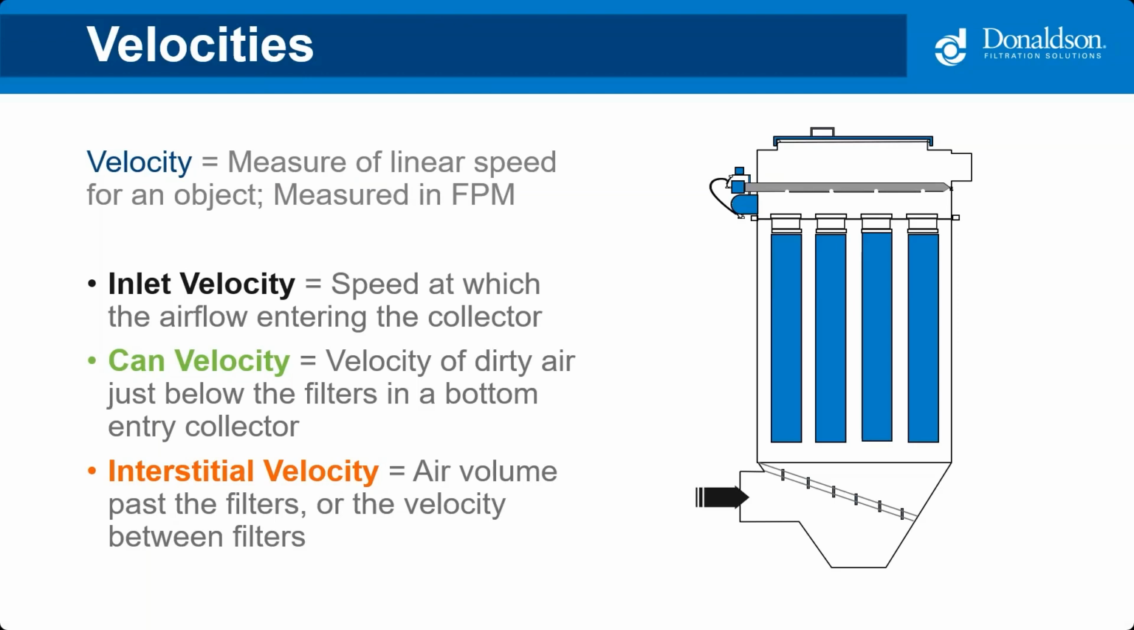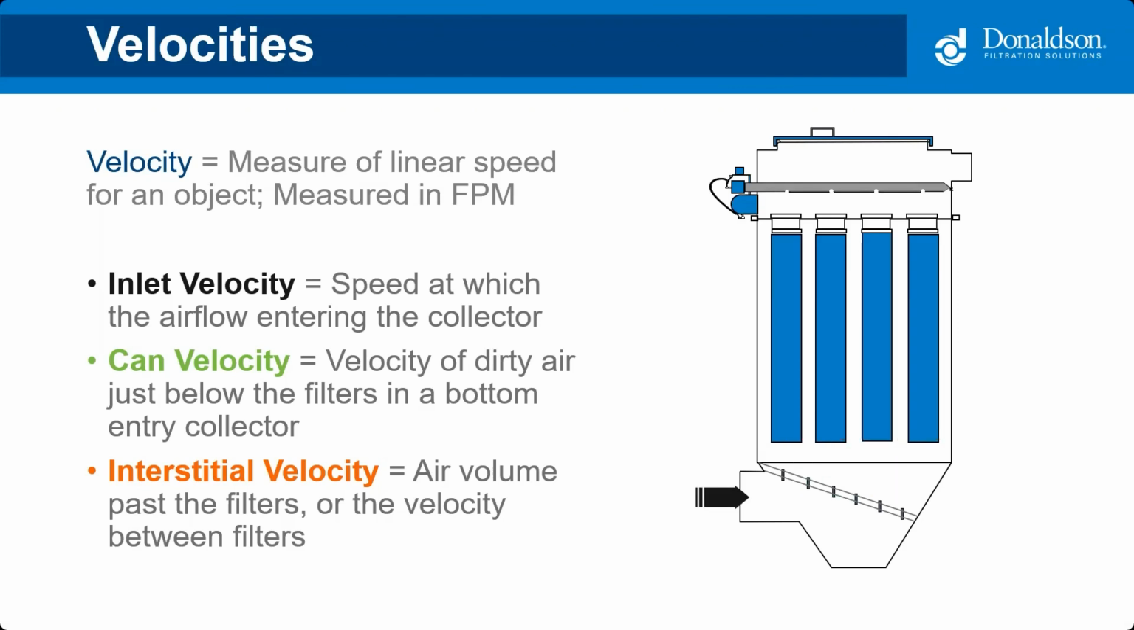The second velocity I'm going to be talking about today is can velocity. The can velocity is the speed of the air. So the inlet velocity, okay, it's all entered into the bottom of the dust collector. And now, where's the air going to go? Well, it's going to go up, right? The speed of the air, once it enters the dust collector, moving up until it hits the bottom of the filters, that's called can velocity. We'll get into why that's important.